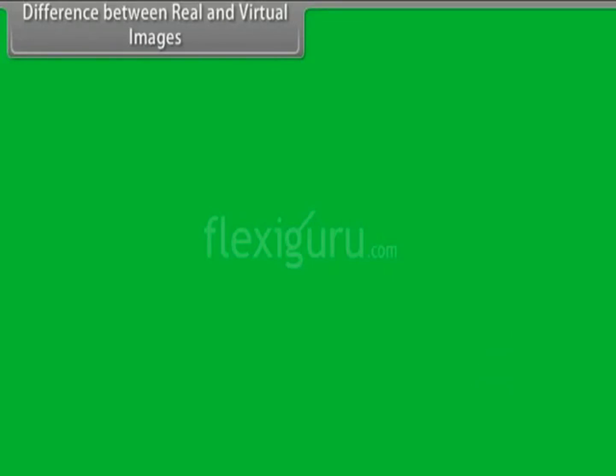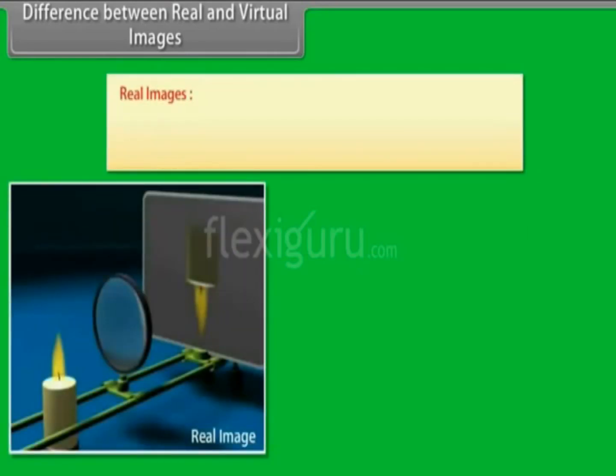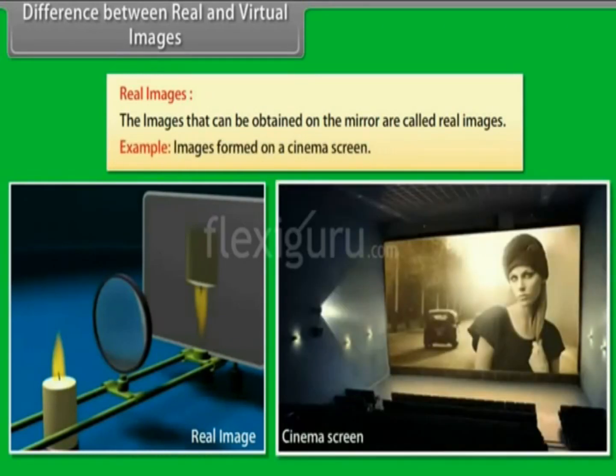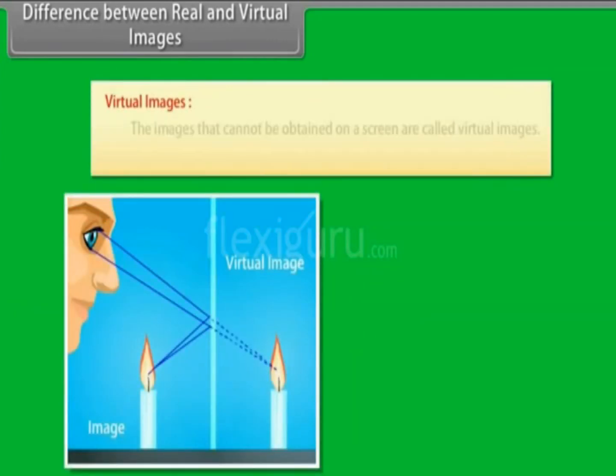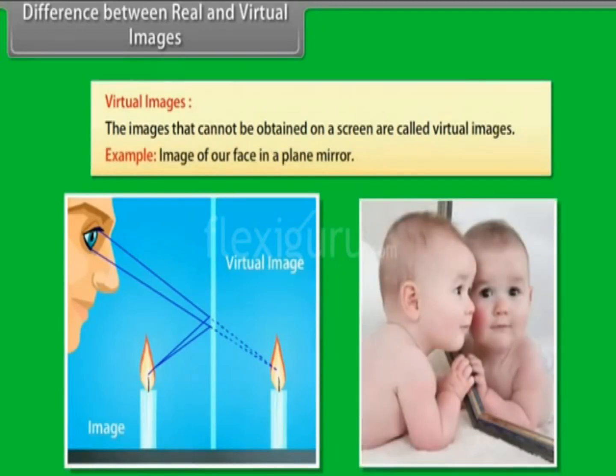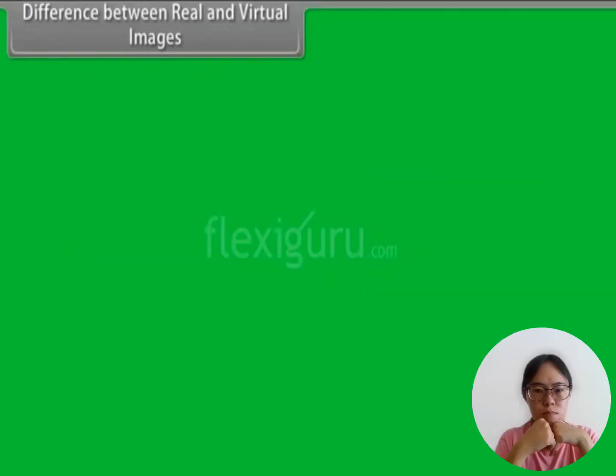Difference between real and virtual images. Real images. The images that can be obtained on the mirror are called real images. Example. Images formed on a cinema screen. It is formed by a concave mirror. Virtual images. The images that cannot be obtained on a screen are called virtual images. Example, image of our face in a plane mirror. It is formed by concave lens.